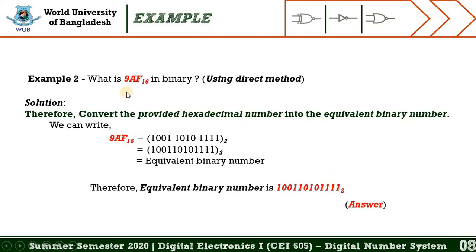From this slide we will learn another example of hexadecimal to binary conversion, and this time we solve this problem using the direct method. So let's start with the question. Example number 2: what is 9AF base 16 in binary? As we already know, the base of the hexadecimal number is 16. So let's start with the solution. First, we need to convert the provided hexadecimal number into the equivalent binary number.